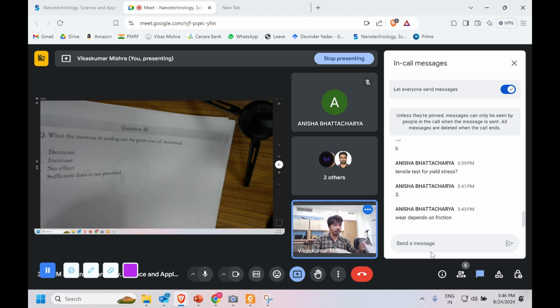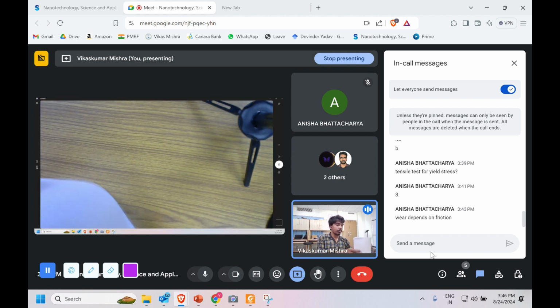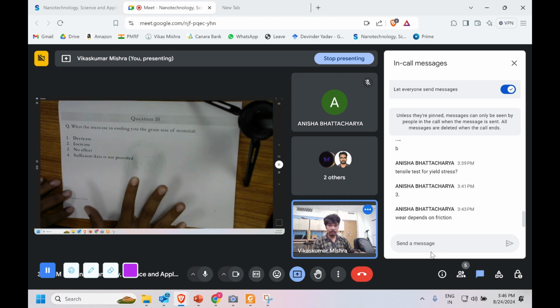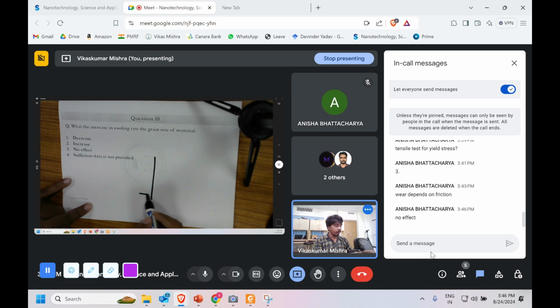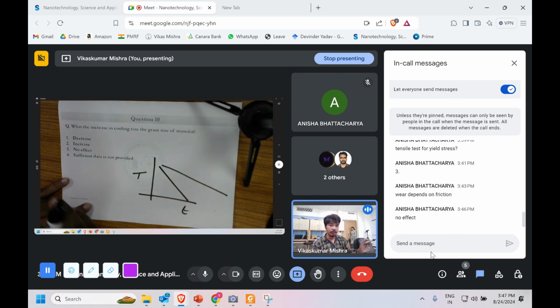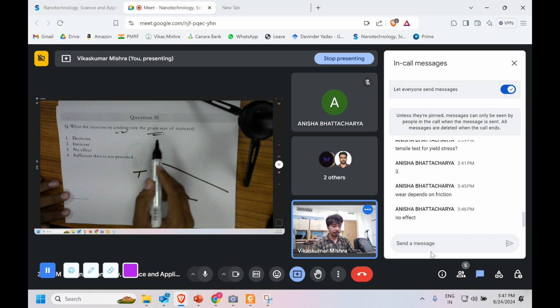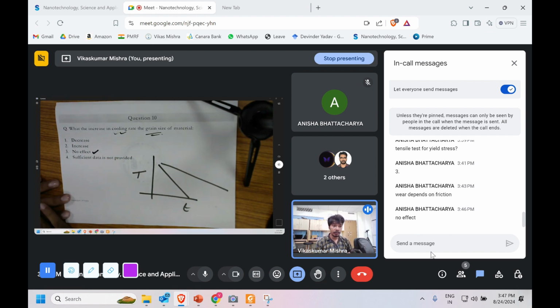Yeah, so this is quite an easy question. We just have to think a little bit. With the increase in the cooling rate, what will happen to the grain size of the material? Consider the case where we are cooling it very slowly, and the case where we are cooling it drastically, very fast. So Nisa is telling that there is no effect. So our cooling rate will not have any effect on the grain size. Okay, so this is the third option Nisa is going with.